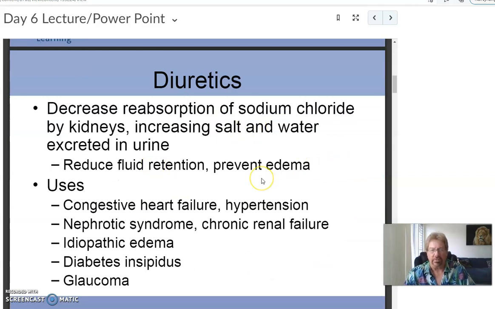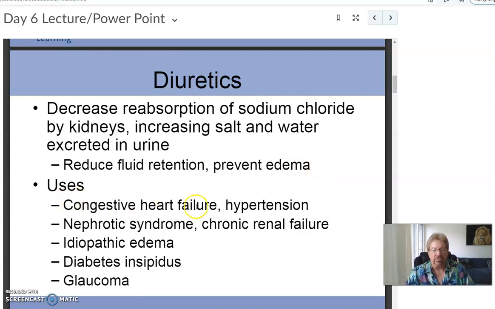Okay, diuretics. Diuretics are water pills. Number 1, you need to learn that right off the bat. Diuretics is what the public calls, yeah, I'm on water pills. Decreased reabsorption of sodium chloride salt by the kidneys, increasing salt and water excretion in the urine. Remember, I've said before, guys, water follows salt or sodium in or out of the body, or in or out of the cell. Reduced fluid retention prevents edema, which of course is swelling.